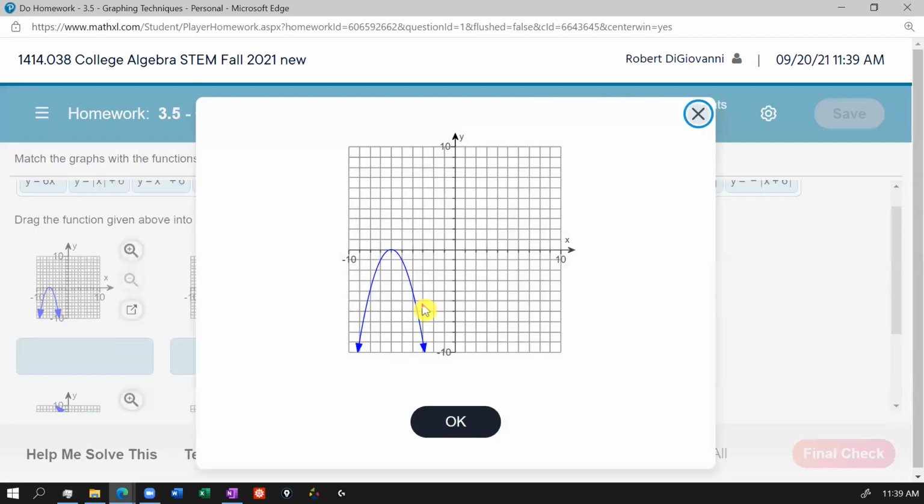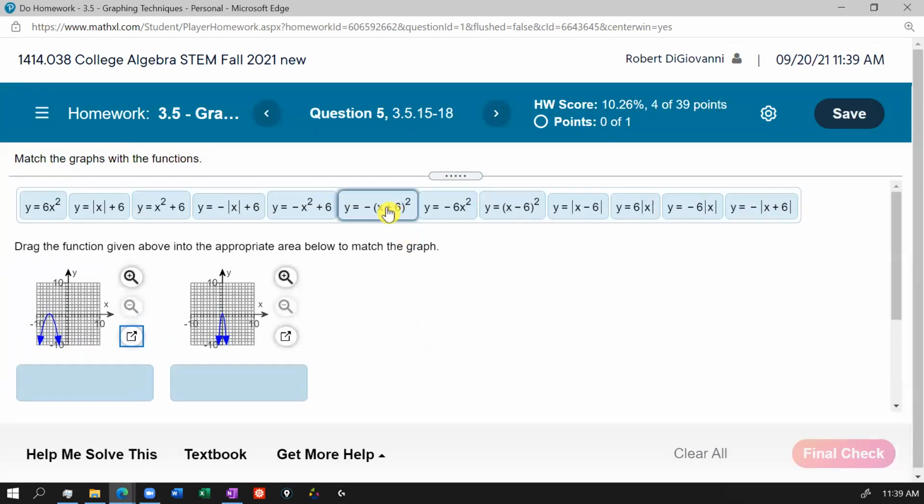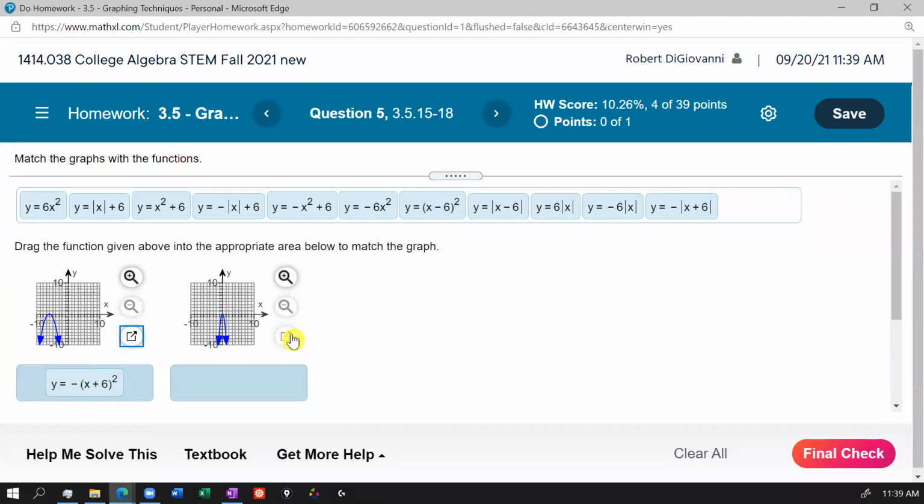Okay, for this one, this is an x squared. It's been flipped over, so -x squared, and then 1, 2, 3, 4, 5, 6 to the left. So we should be adding 6 inside and then negative to flip it over.